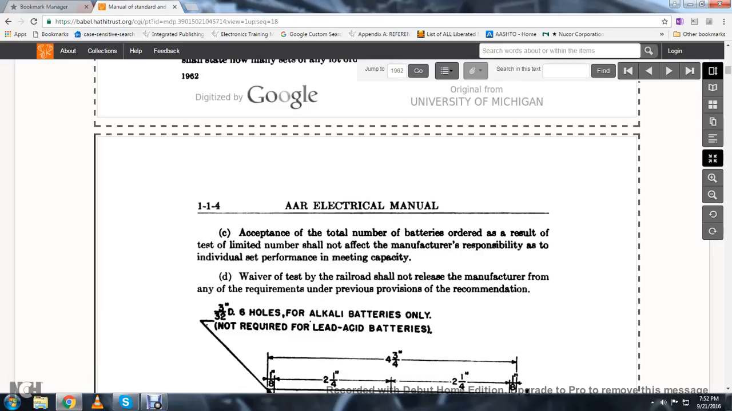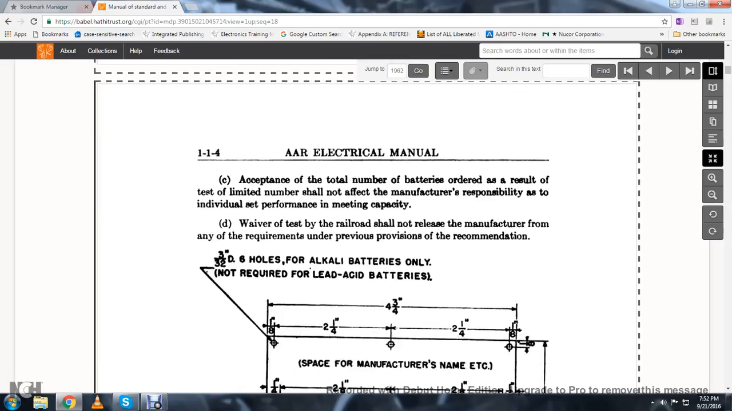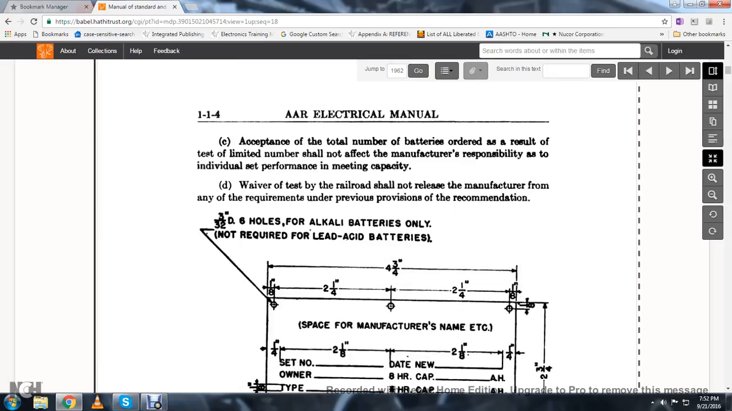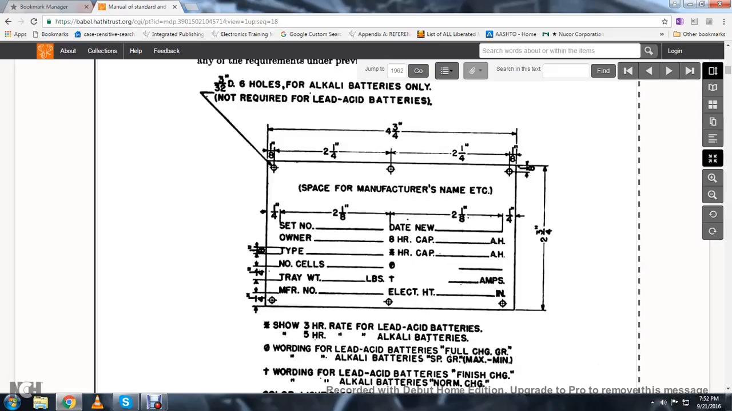Acceptance of the total number of batteries ordered, with the test of a limited number, shall not affect the manufacturer's responsibility for individual set performance and meeting capacities. Waivers of test. Waiver of test by railroads shall not release the manufacturer from any of the requirements under the previous provisions. This shows space for manufacturer's name, set number, owner, type, number of cells, trays, weight in pounds, manufacturer number, electrical height, 8-hour capacity, and start date, capacity, and date of the number.